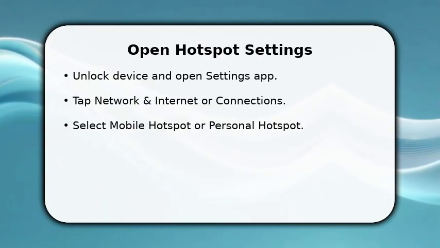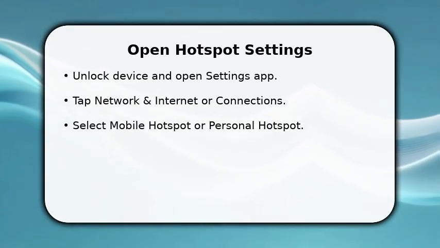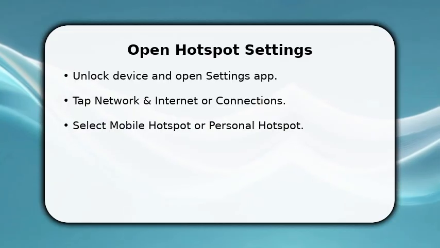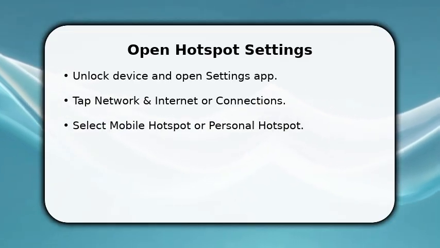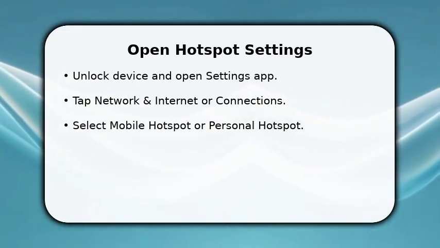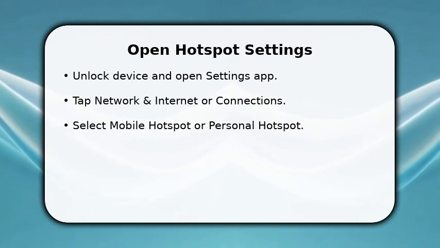You do this now because it grants access to both the toggle and the current network name and security options. Make sure cellular data is enabled so the hotspot options appear. Without data, the hotspot menu may be disabled.